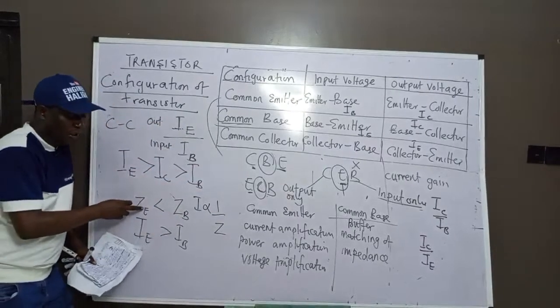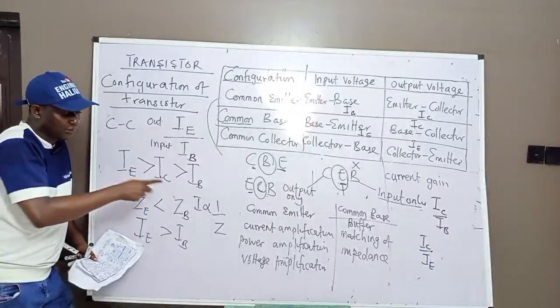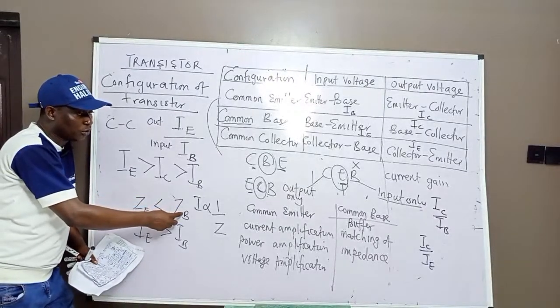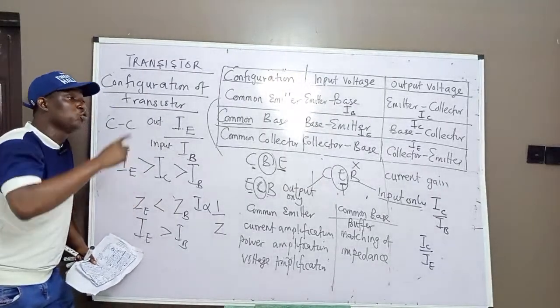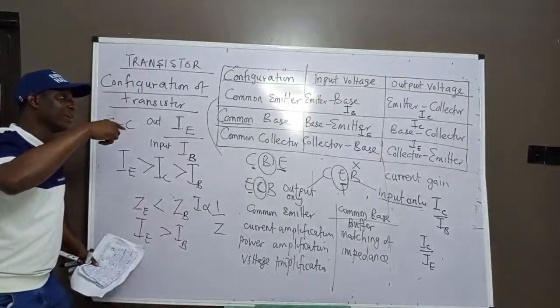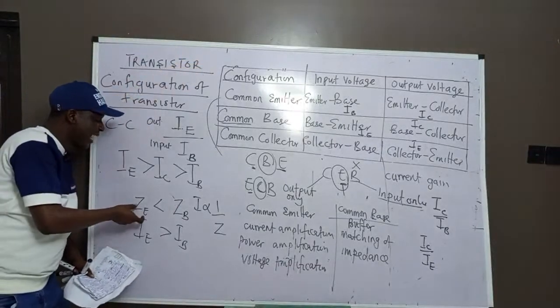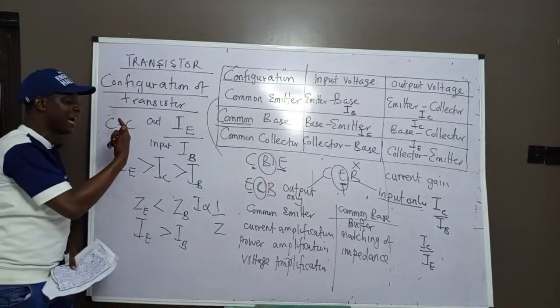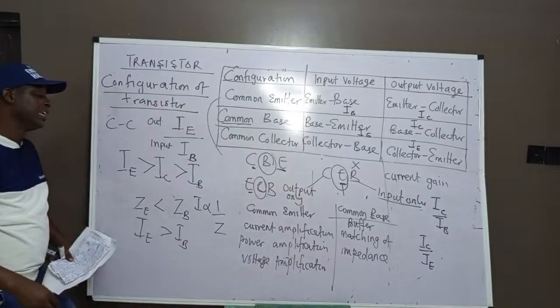Before, the input impedance was higher than the output. But now we want to produce a better signal, so we use a buffer. It will raise the output impedance and lower the input impedance.